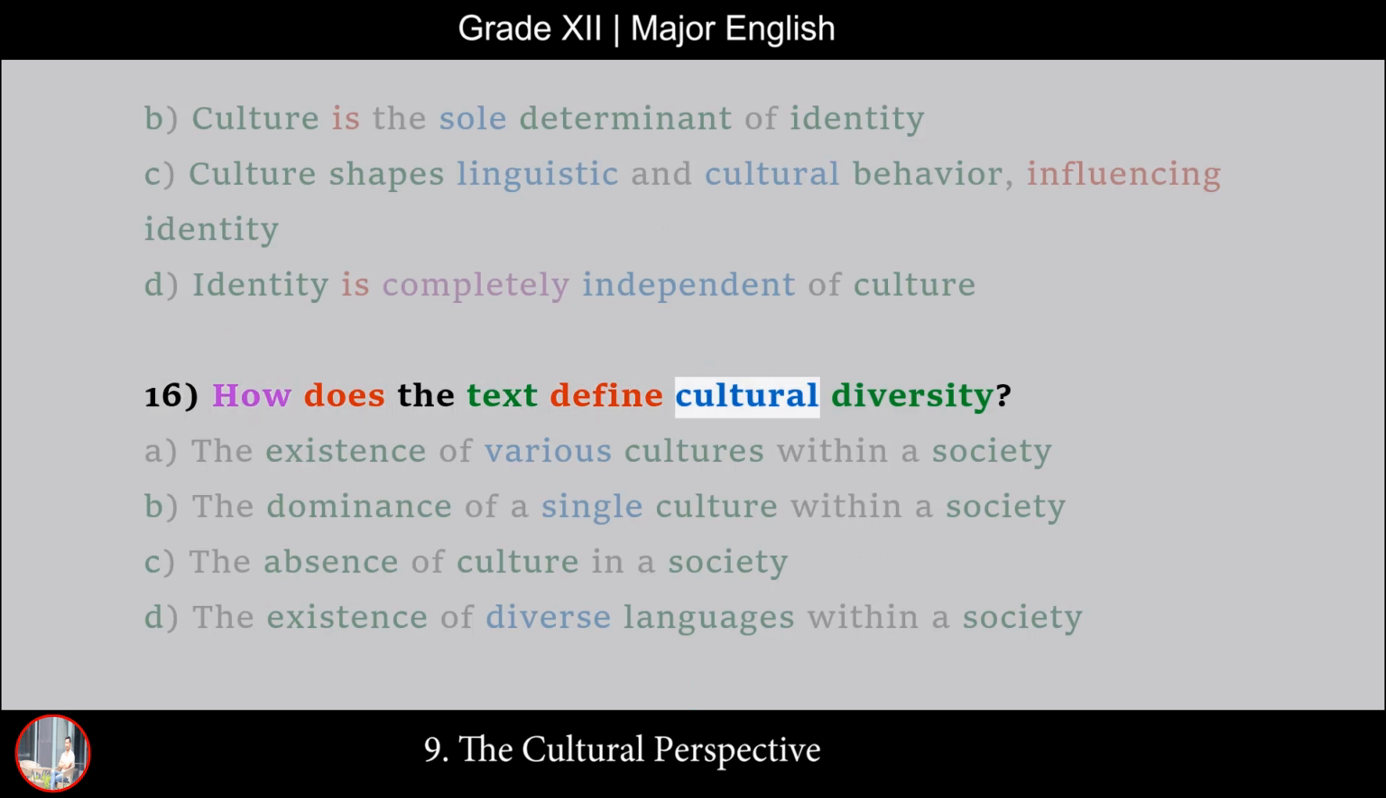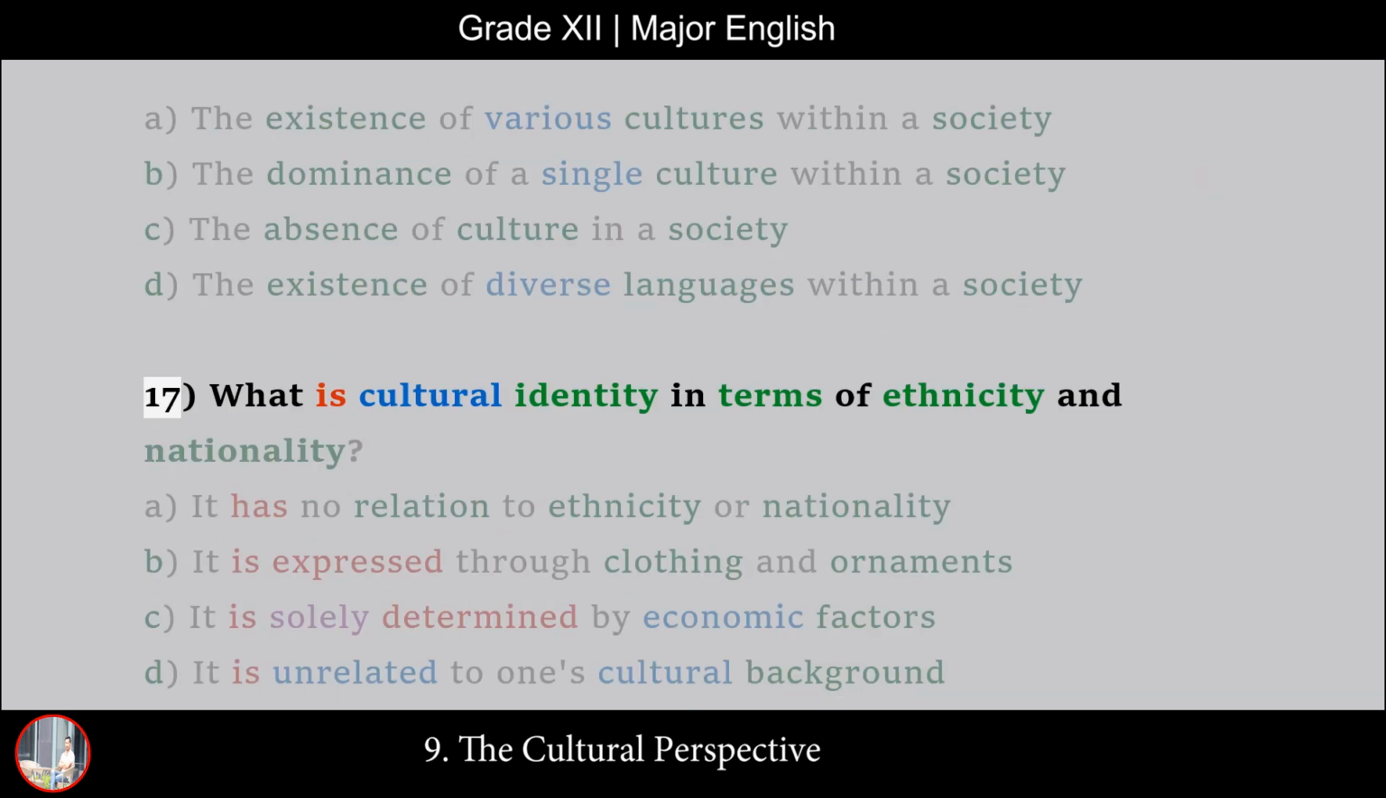16. How does the text define cultural diversity? A. The existence of various cultures within a society. B. The dominance of a single culture within a society. C. The absence of culture in a society. D. The existence of diverse languages within a society.